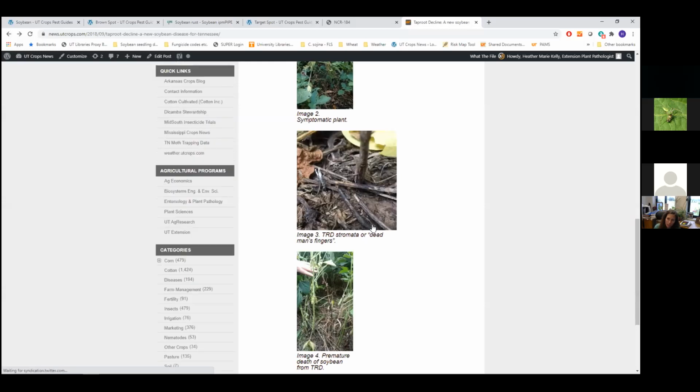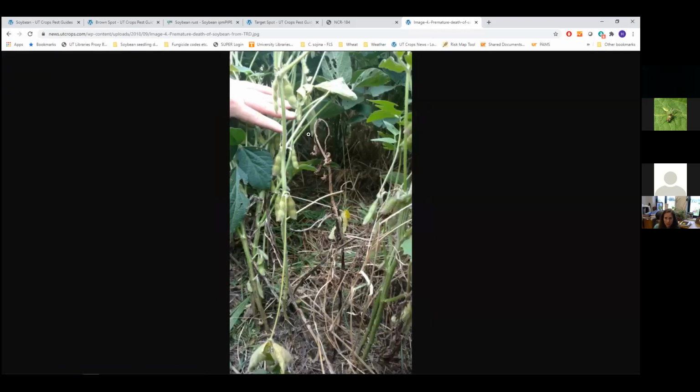There's definitely an impact on yield. As you can tell, this plant is not going to produce, but the exact impact on yield and management options are still being investigated, as well as interactions with other pathogens. And so just to be aware, to investigate when you see these foliar symptoms that could be stem canker, you might be dealing with the new disease, taproot decline.